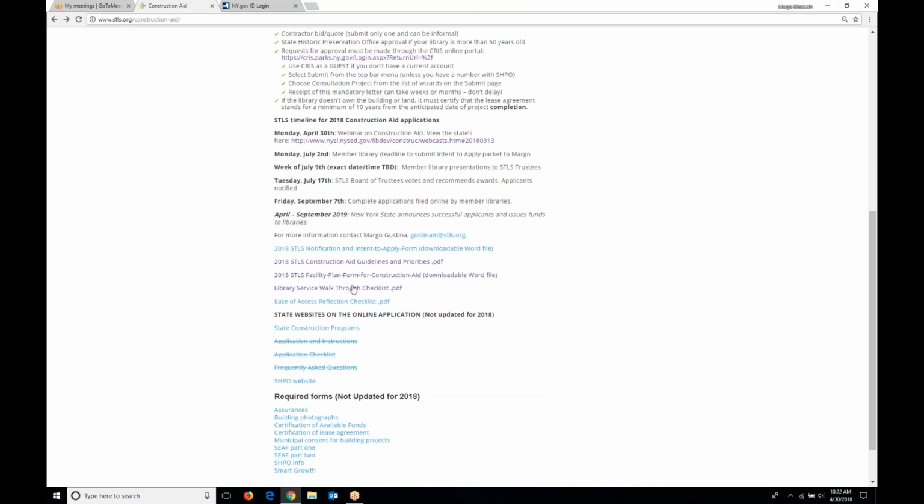And last, we include some resources for planning and design around use and service. So there's the library service walkthrough checklist and the ease of access reflection checklist. Both of these are intended to just assist the library in understanding whether or not their facility helps serve the public or if it's a barrier to serving the public. So that's everything required for the STLS part of the application.